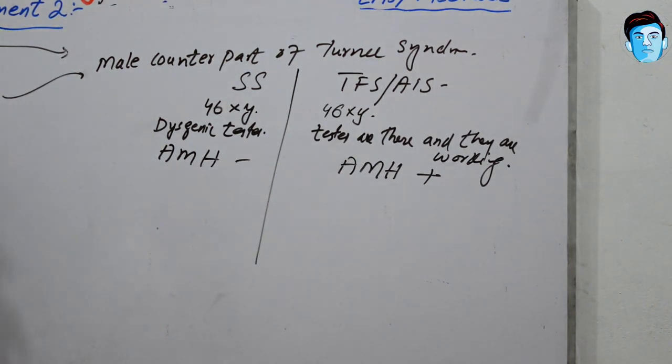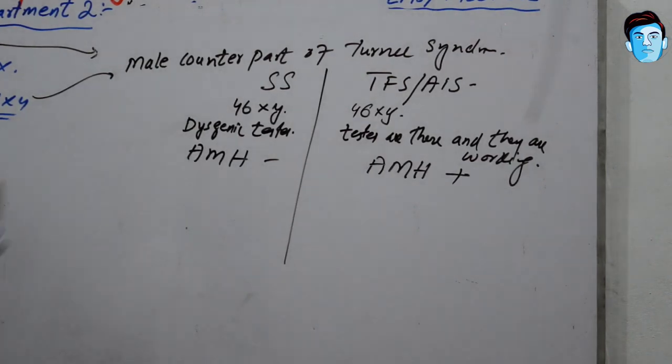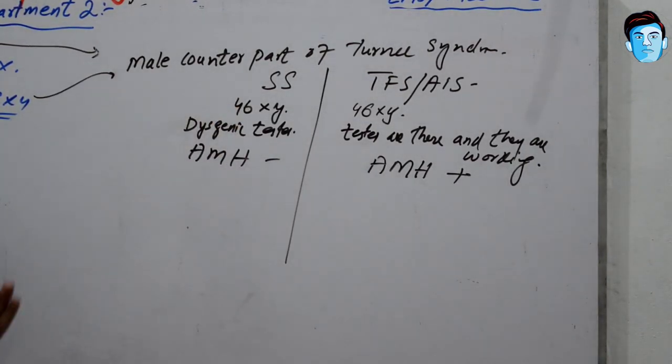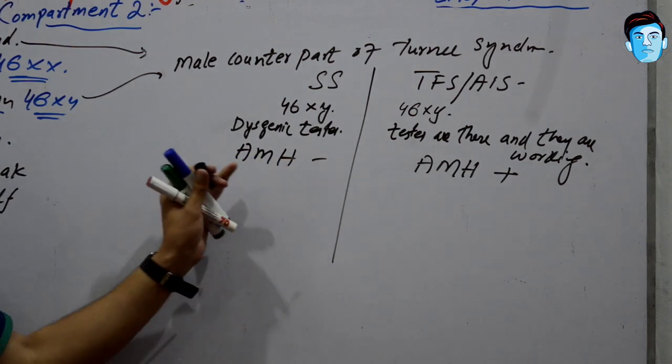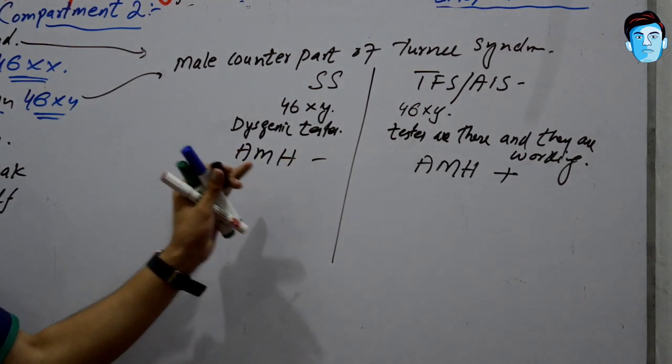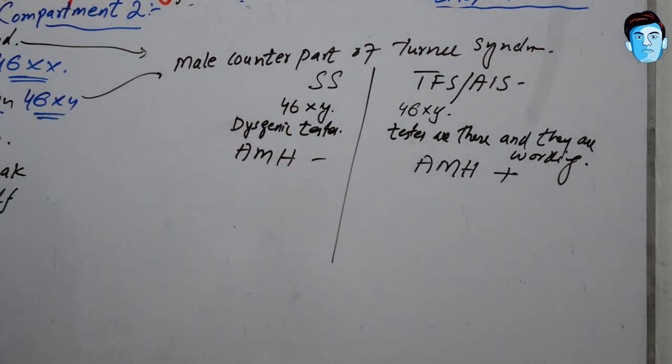So, in Swyer syndrome, 46XY, the genotype is the same. There are dysgenic testes, whereas in TFS, the testes are there, and they are working normally. Here, in Swyer syndrome, the AMH is negative, it means it is absent, while in TFS, the AMH is positive.